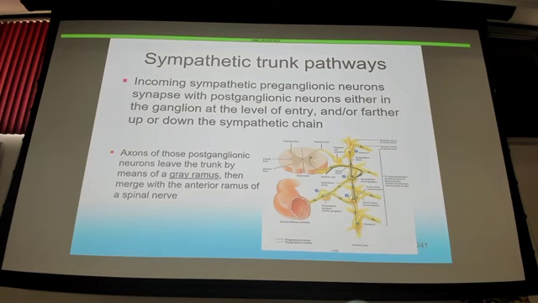Right? And then the on-ramp, to get back, you went into the sympathetic trunk, you synapsed with a postganglionic neuron. Now you need to leave. The way you're going to leave and get back on that spinal nerve to go out to your final destination is to use a gray ramus. So there's a gray ramus at all levels of the spinal cord. So think of this. I don't know why people get this confused. They ask a lot of questions about this.